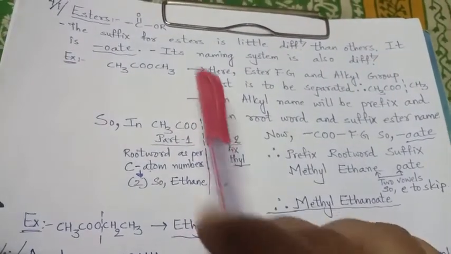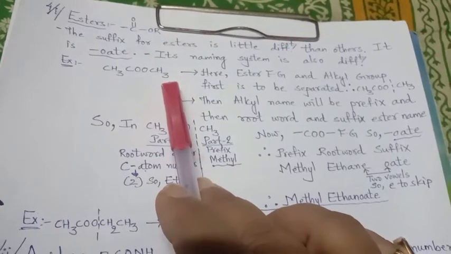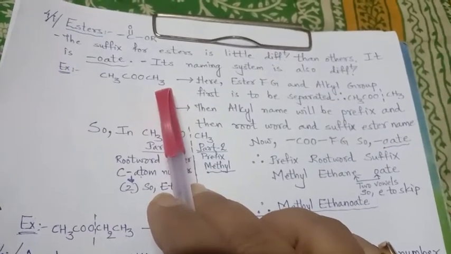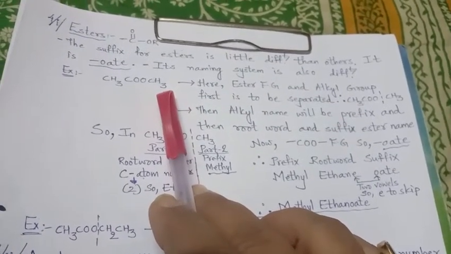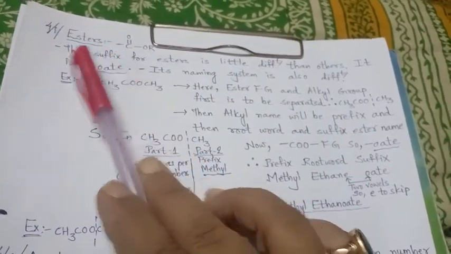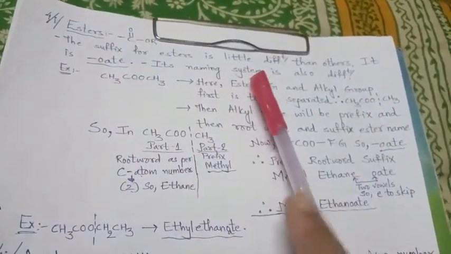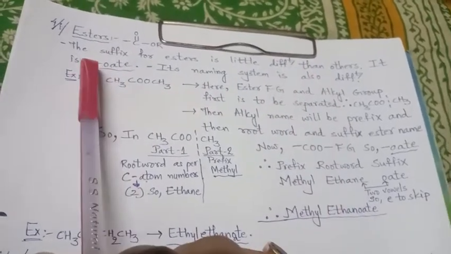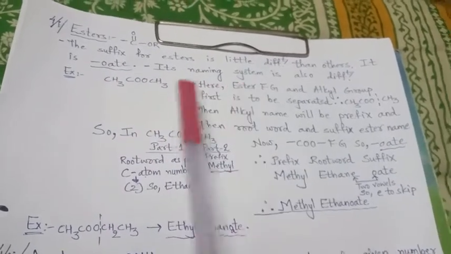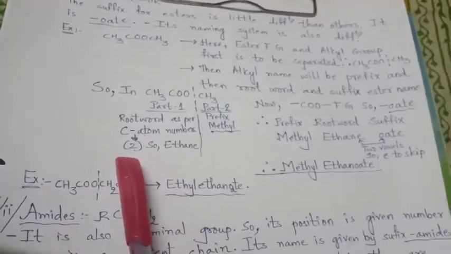In almost all these groups which we have seen, like alcohol, the name has OL, so we took OL for alcohol, AL for aldehyde, oic acid for carboxylic acid, right? For ketone, so on we have taken. But here for ester, we are not taking "ester", not "es", not "ter", but it is a little different than the others. It takes the suffix oate. Its naming system is also a little different than the others. One more group is there, ether. It also has a little differentiation.